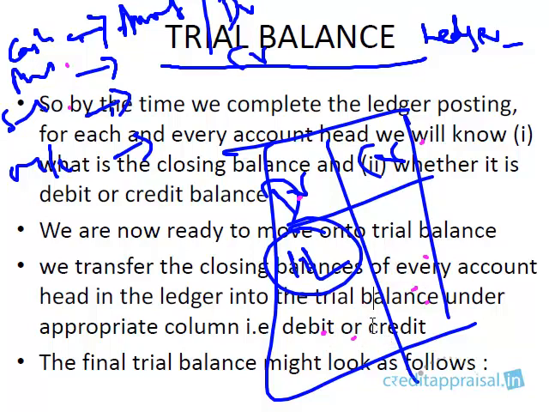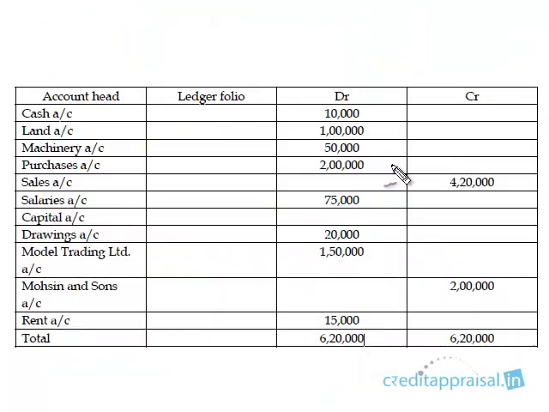So the final trial balance might look something like this, right? This is the trial balance. For this particular example, the cash account, we have a debit balance. Either you're having a debit balance or a credit balance. Please see that we can't be having both.